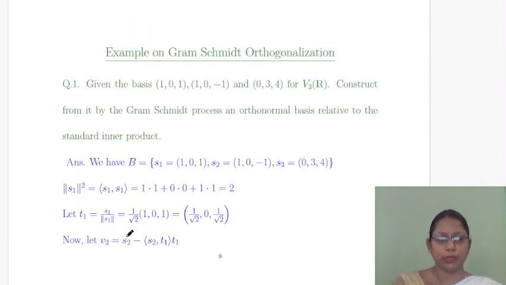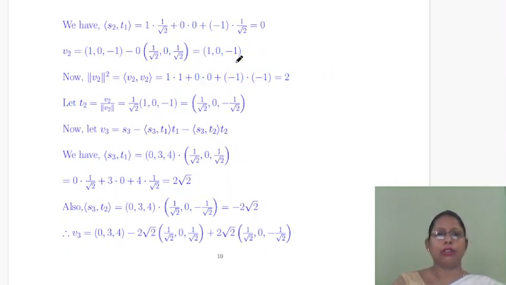Put the value of S2. S2 is this, and the inner product of S2 and T1 is 0, then times T1. We will get B2 equal to 1, 0, minus 1. And norm of B2 square is equal to the inner product of B2 comma B2, which is: multiply this element with itself, that is 1 multiplied with 1, 0 multiplied with 0, minus 1 multiplied with minus 1, that is 2. This implies norm of B2 is equal to square root 2.